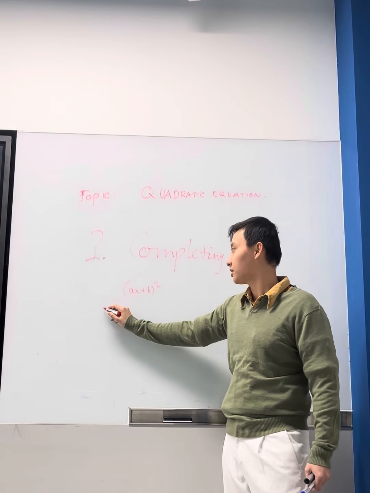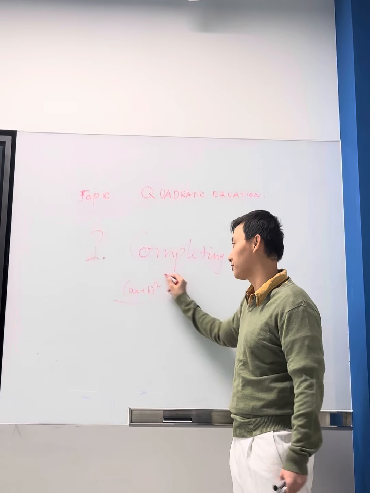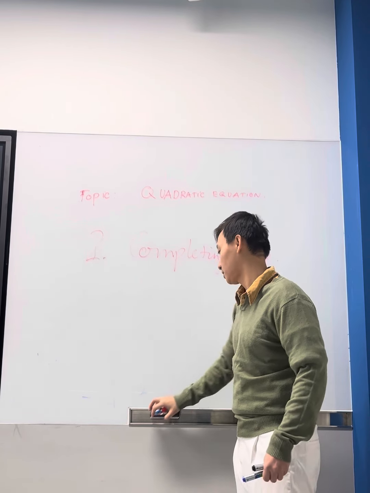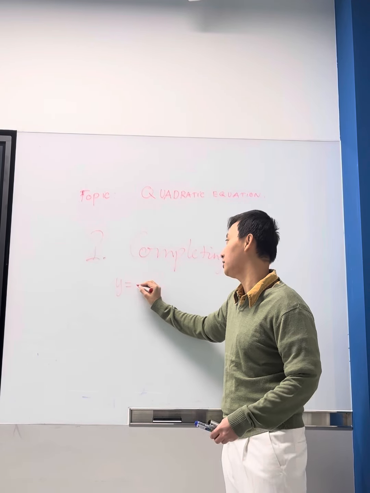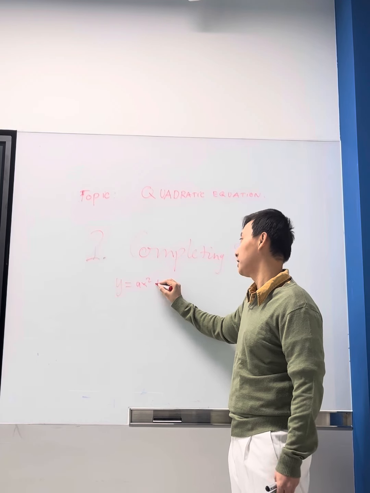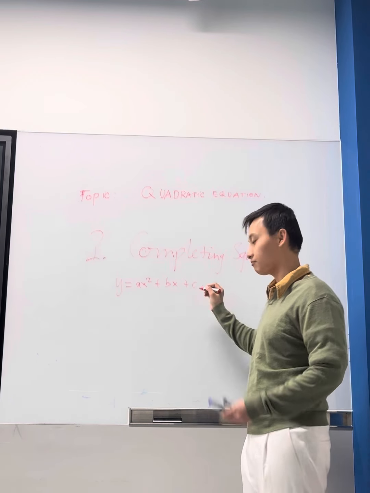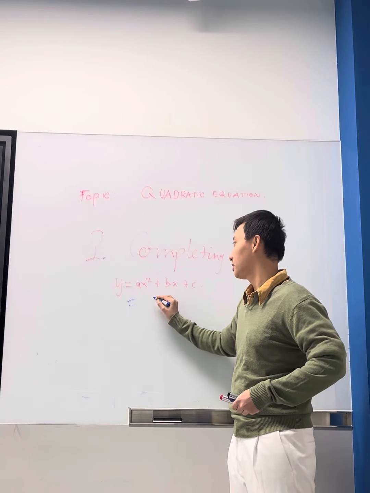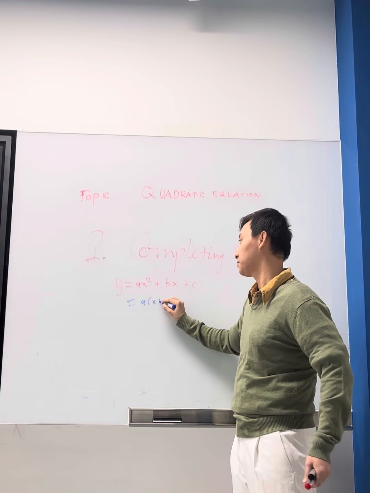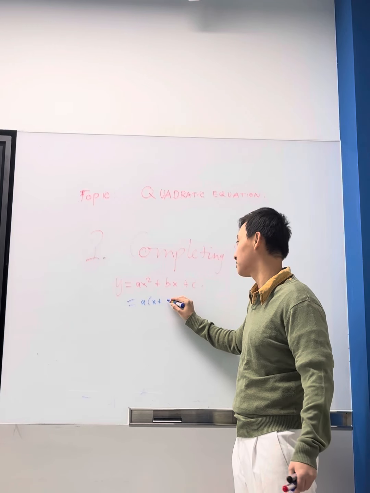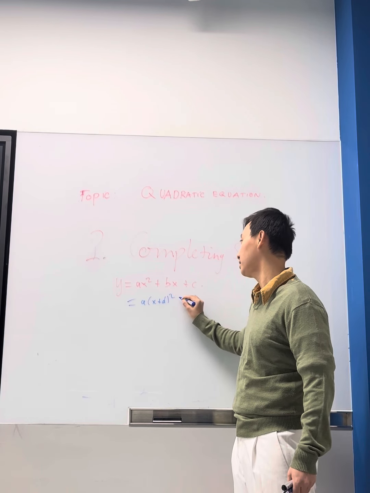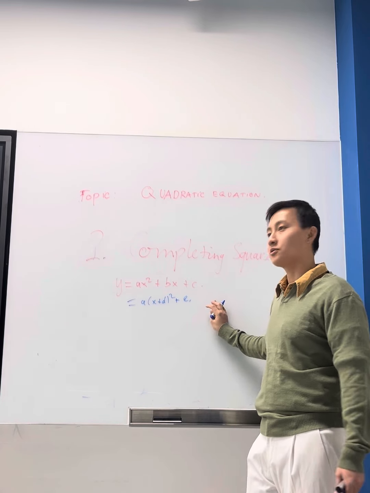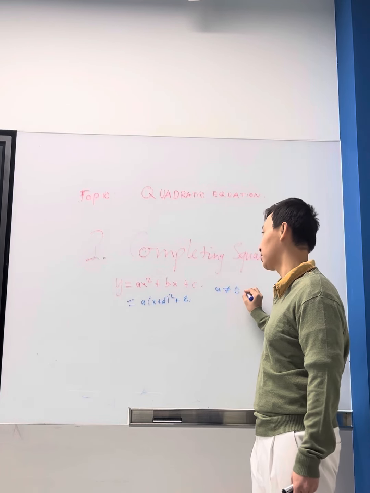This is the general form, right? In the quadratic equation, in the form y equals ax squared plus bx plus c, try to form it as a times (x plus d) squared plus a remainder, which I'll call e. Remember, a has to be different from 0.